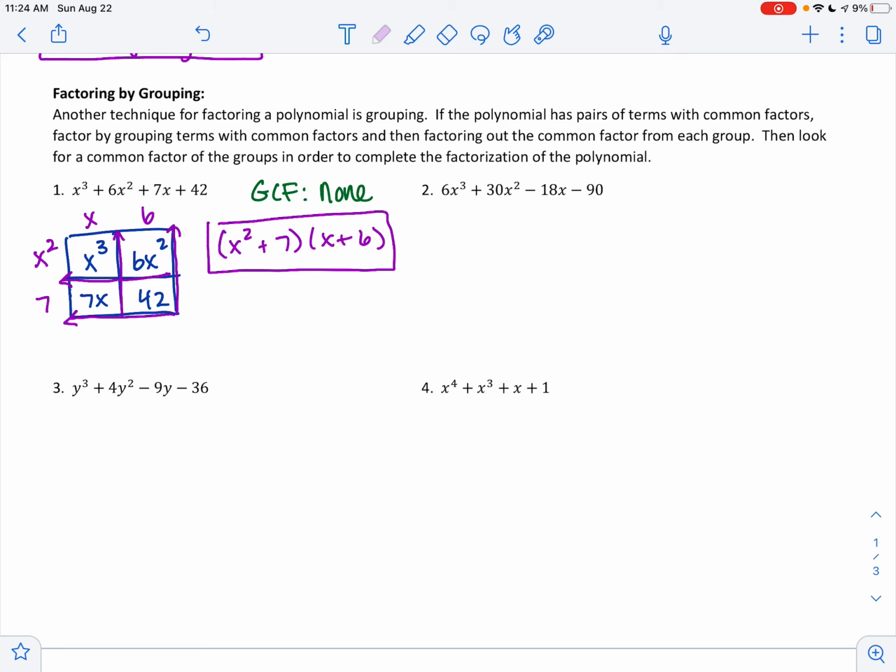Let's try the same thing with number 2. With number 2, my greatest common factor, well, let's look and see. Looks like my greatest common factor is 6. So I'm going to want to go ahead and factor that out to start. So I'll have in parentheses x cubed plus 5x squared minus 3x, and then I think that's 15. Let's see. 90 divided by 6 is 15.